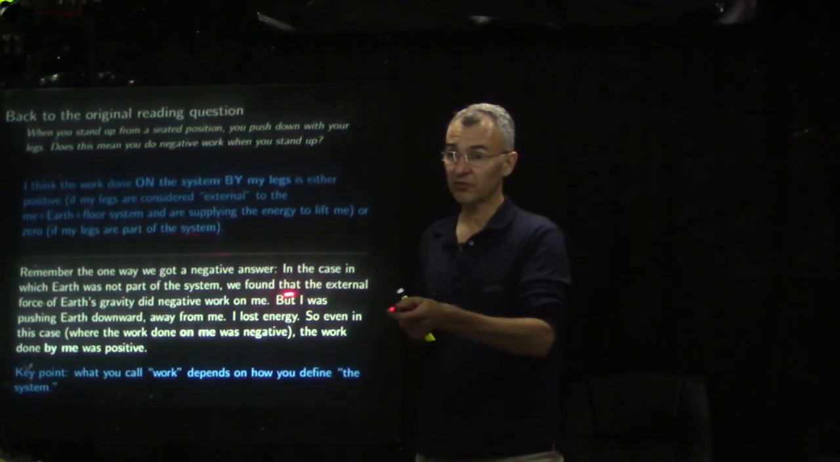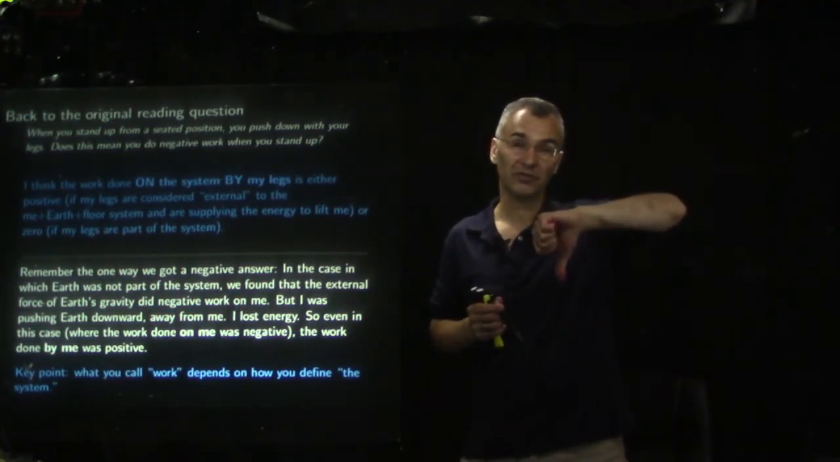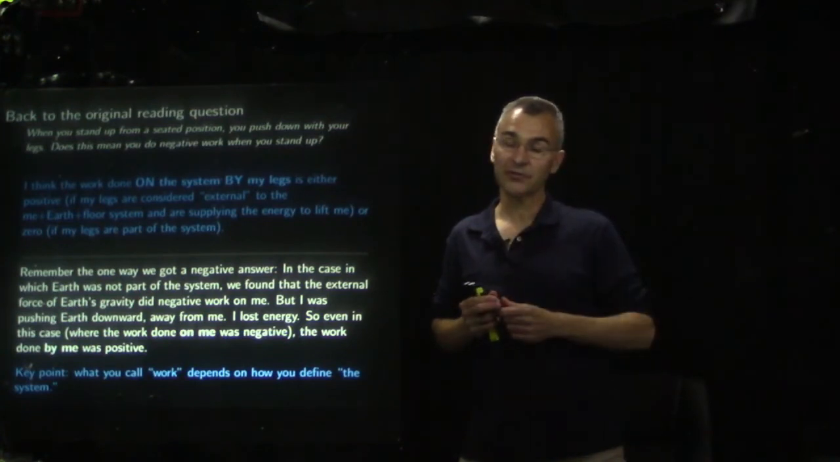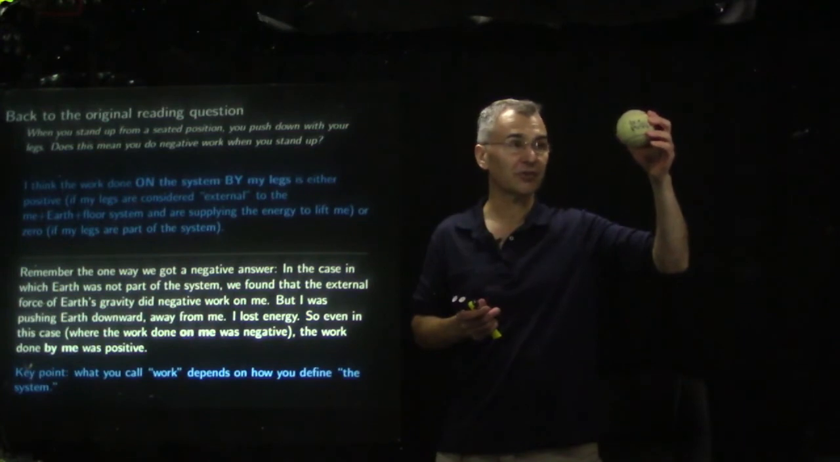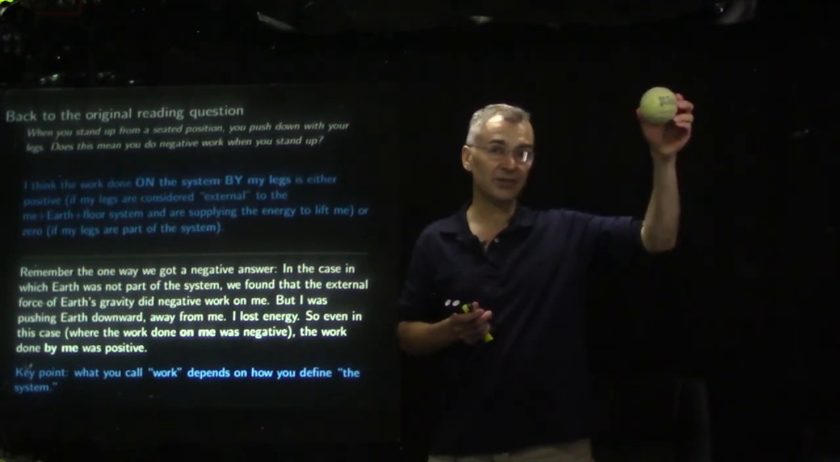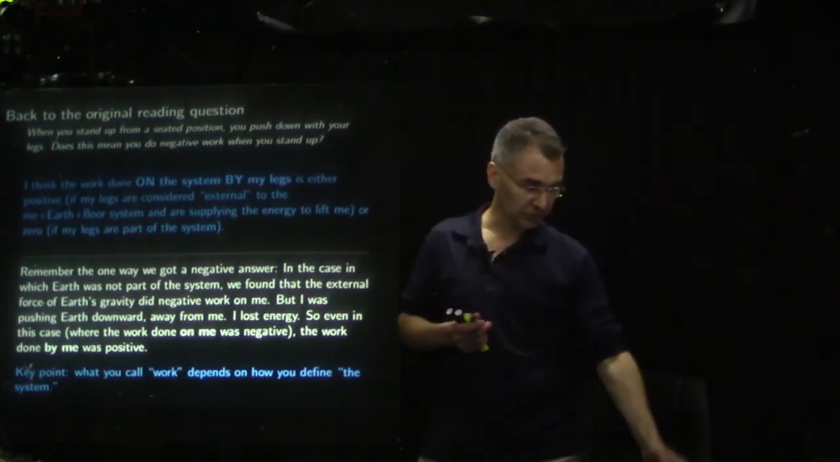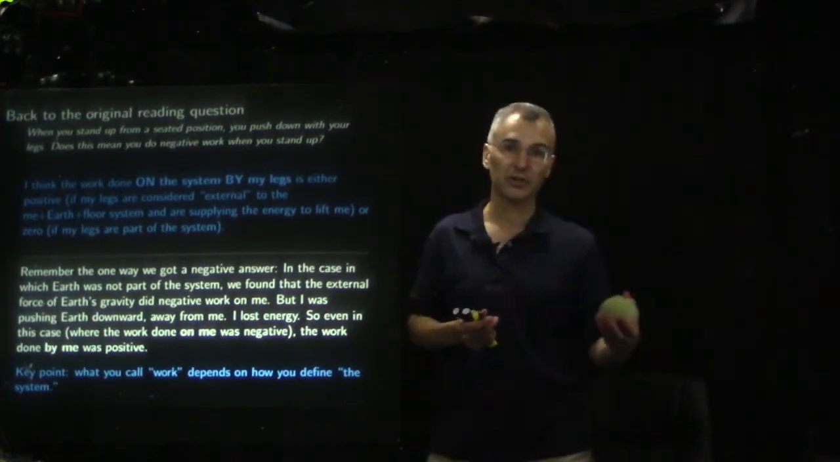So if Earth was not part of the system, we found the external force of Earth's gravity did negative work on me because the gravitational force points down. My center of mass is being displaced upward, so Earth's gravity is doing negative work on me. Makes sense? If you treat gravity as an external force, so there's no gravitational potential energy, gravity is just an external force. See, the kinetic energy of the ball here is 0. I drop the ball, and then the kinetic energy of the ball goes from 0 to a positive value. So this is Earth's gravity, an external force, doing positive work on the ball.